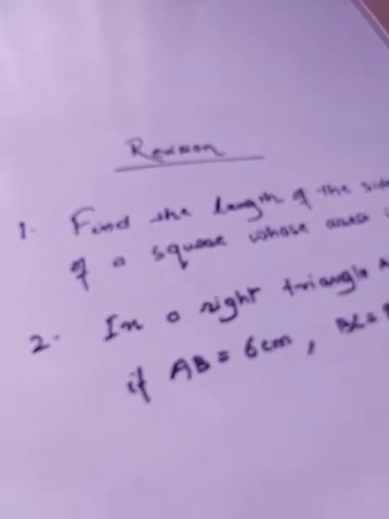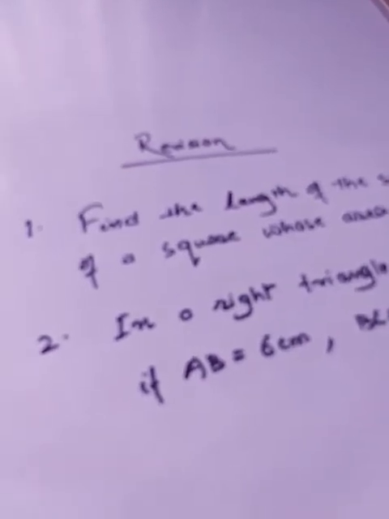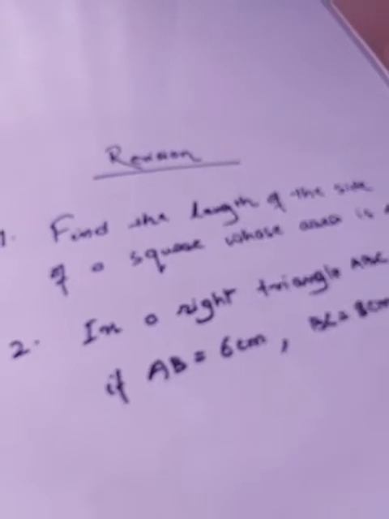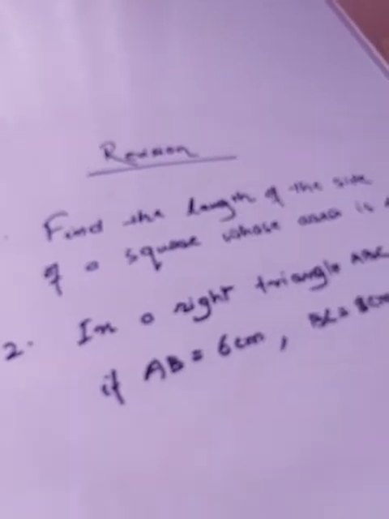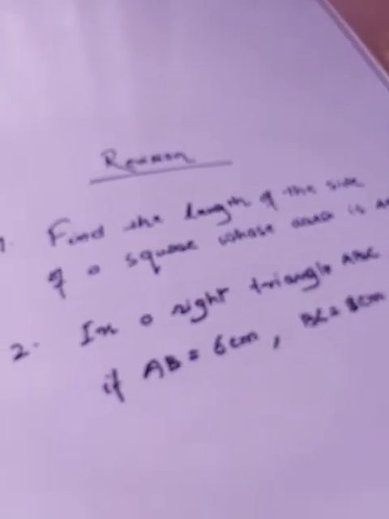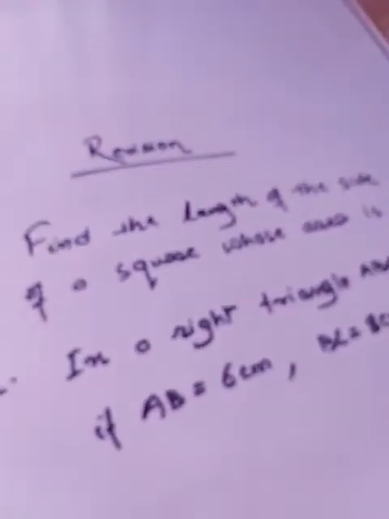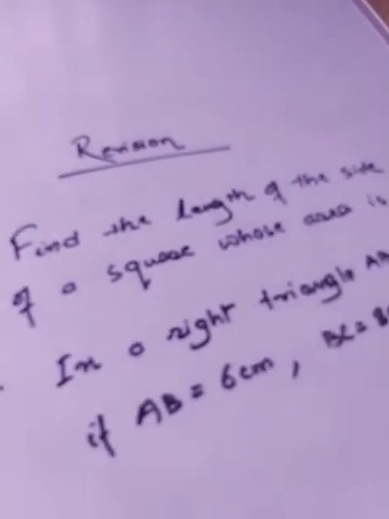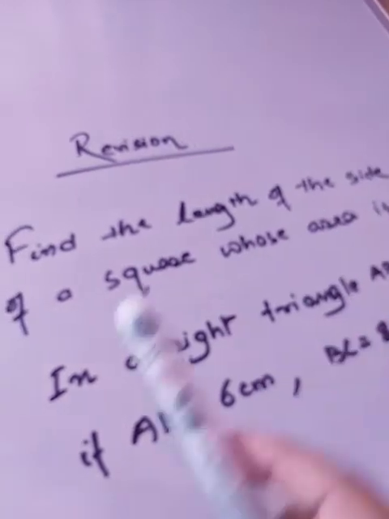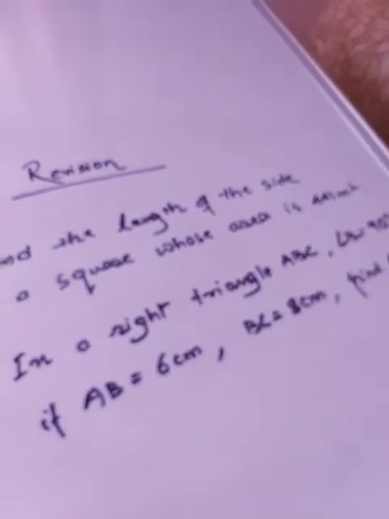Today I will explain two more sums from the chapter squares and square roots, and these two sums will carry 3 marks each if they come. So concentrate, very important sums. Now question number 1: find the length of the side of a square whose area is 441 meters square.